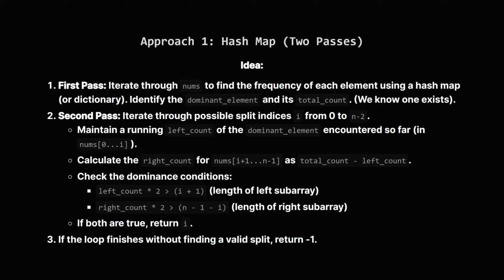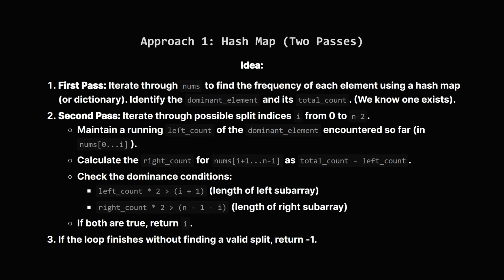In the second pass, we iterate through all possible split points, index i, from 0 up to n-2. Remember, both subarrays must be non-empty. As we iterate from left to right, we maintain a running count, let's call it left_count, of how many times we've seen the dominant_element in the range nums[0..i]. For each index i, we know the left_count. We can easily calculate the count of the dominant_element in the right subarray, nums[i+1..n-1], by subtracting the left_count from the total count we found in the first pass. Let's call this right_count. So right_count equals total_count minus left_count.